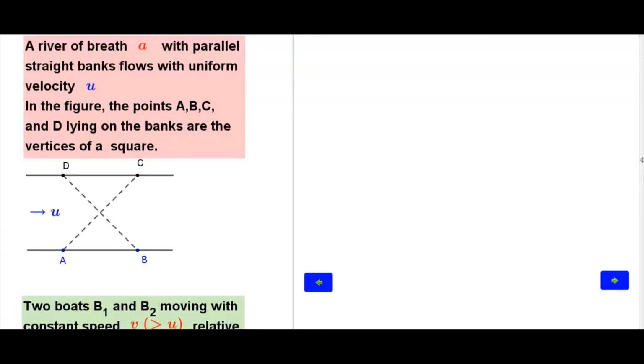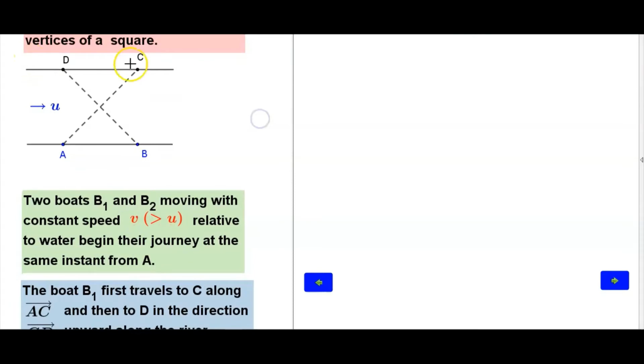A river of breadth b with parallel straight banks flows with uniform velocity u. In the figure, the points A, B, C and D lying on the banks are the vertices of a square. Two boats B1 and B2 moving with constant speed v, where v is greater than u, relative to water, begin their journey at the same instant from A.